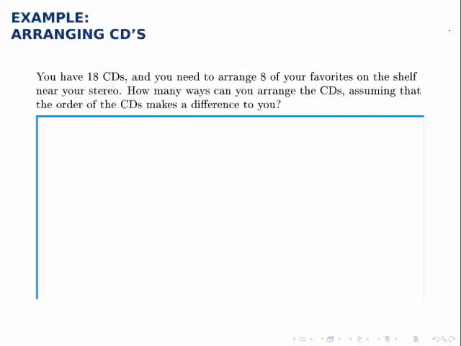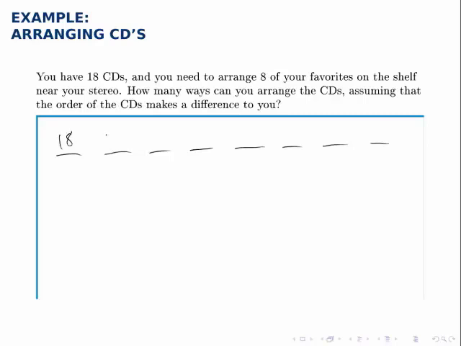You have 18 CDs, and you need to arrange 8 of your favorites on the shelf near your stereo. How many ways can you arrange these CDs, assuming that their order makes a difference to you? There are 2 ways to do this problem, and I'll illustrate both. The first is to say, well, I have 8 slots to fill with these CDs. I have 18 CDs to choose from. The first slot, I can put any one of those 18 there.